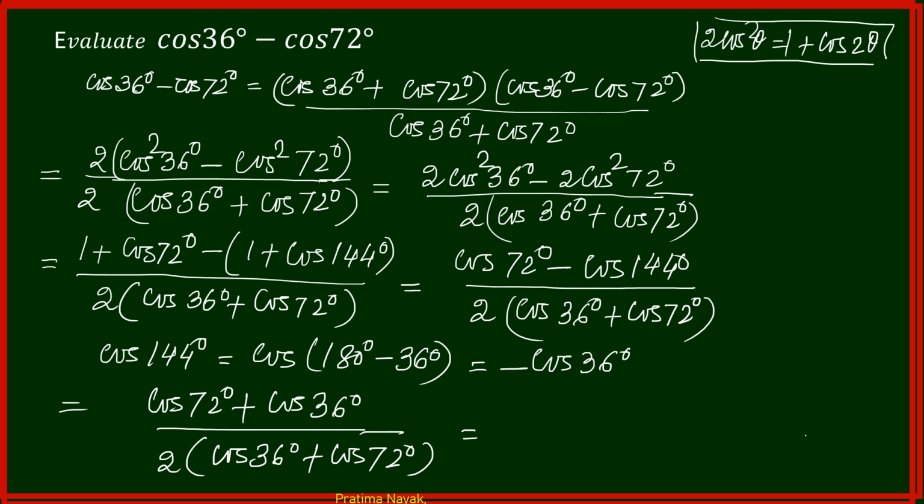So we reach the target. The numerator and denominator cancel, so the answer will be half. So cos 36 degree minus cos 72 degree equals half.